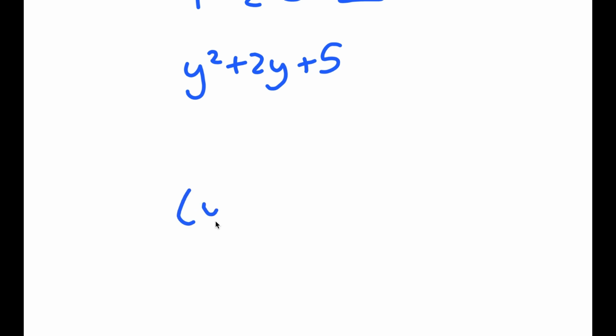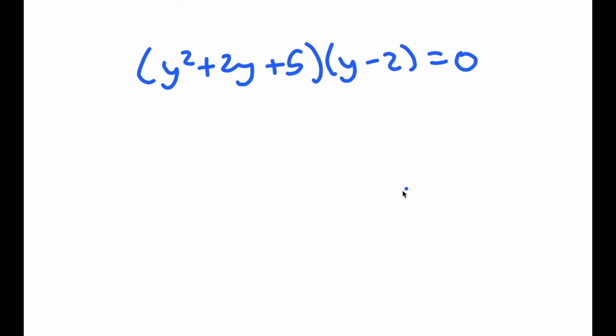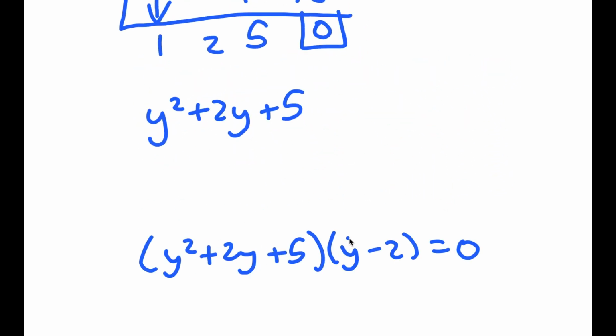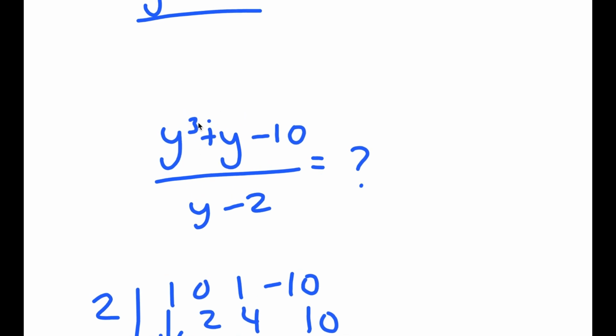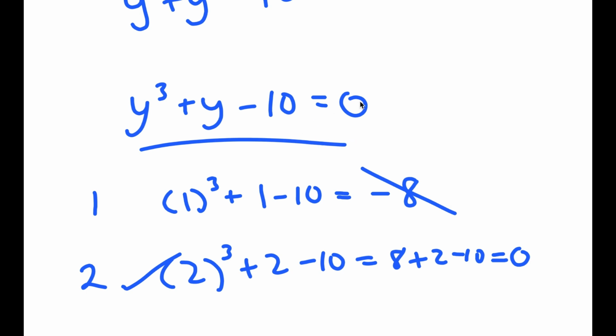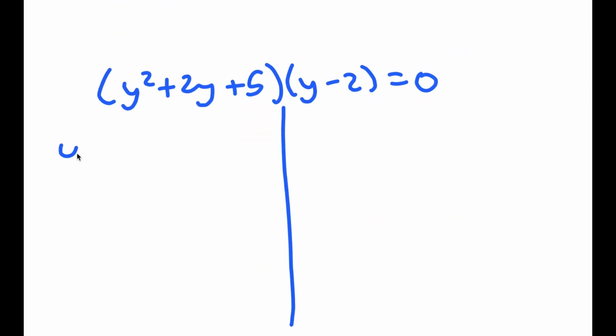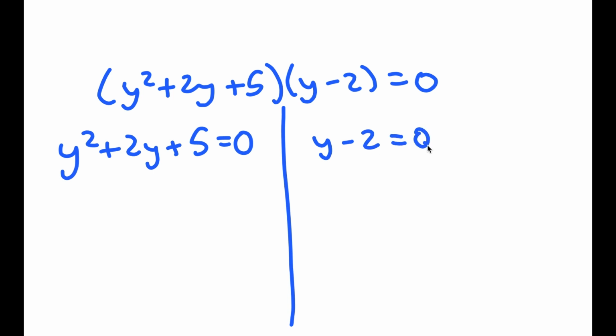Meaning, y squared plus 2y plus 5 times y minus 2 is equal to 0. Because y squared plus 2y plus 5 times y minus 2 is equal to y to the power of 3 plus y minus 10. And we already know y to the power of 3 plus y minus 10 is equal to 0. So this gives me two equations now. I have y squared plus 2y plus 5 is equal to 0, and y minus 2 equals 0. So we already know that y equals 2 here. We already know that this is a solution.